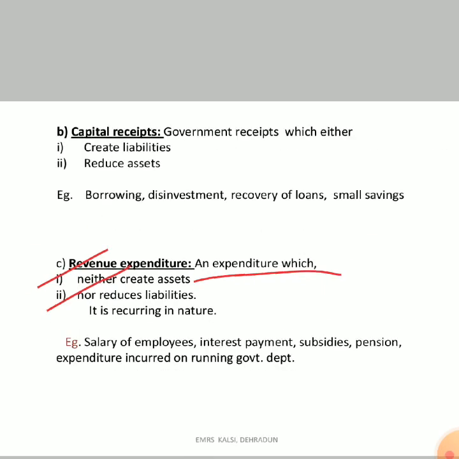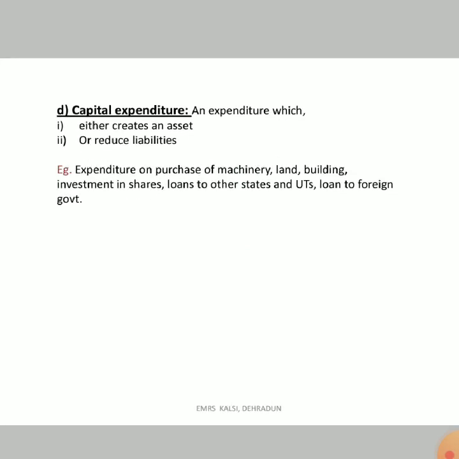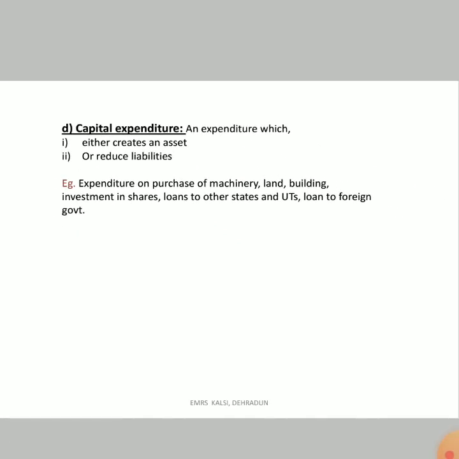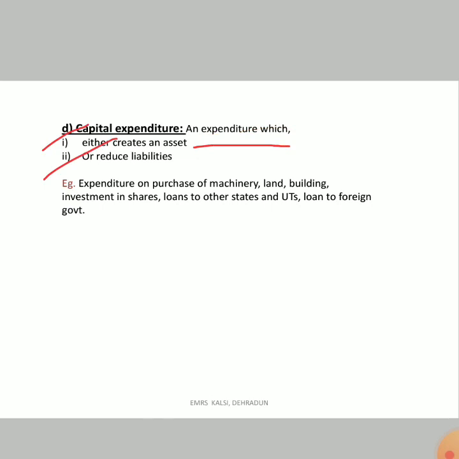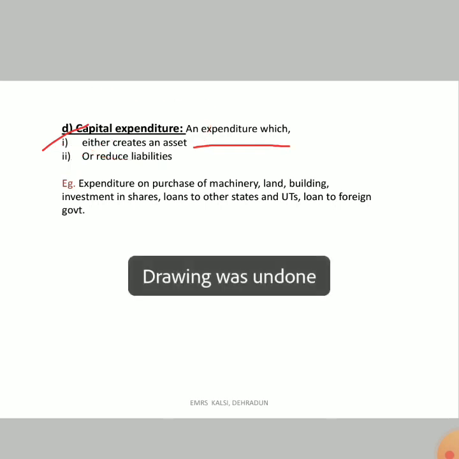Now the next expenditure is capital expenditure. An expenditure which either creates an asset or reduces a liability. This is the opposite of revenue expenditure. So the government is spending money, it is getting out of the pocket of the government, but that money is creating an asset, or that money is reducing the liability. So whenever these two things happen, then that expenditure will be called capital expenditure.